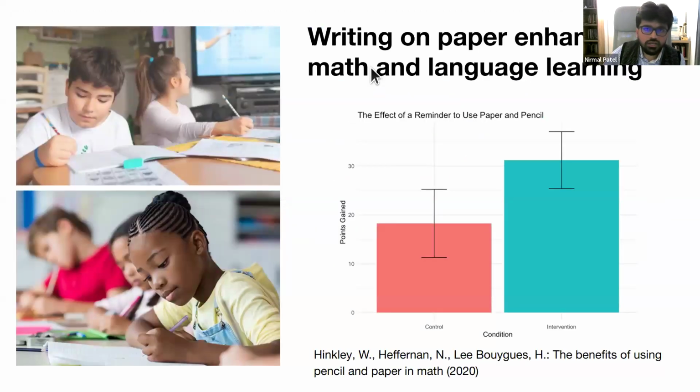Here's a study showing how writing on paper enhances math and language learning. This study is about mathematics, and you can see from control to intervention. It's a very small study, I believe only 20 to 30 individuals, where it came really close in terms of significance. It was just a reminder to solve problems on paper before submitting digital homework. It's much more natural to do mathematics on paper specifically.